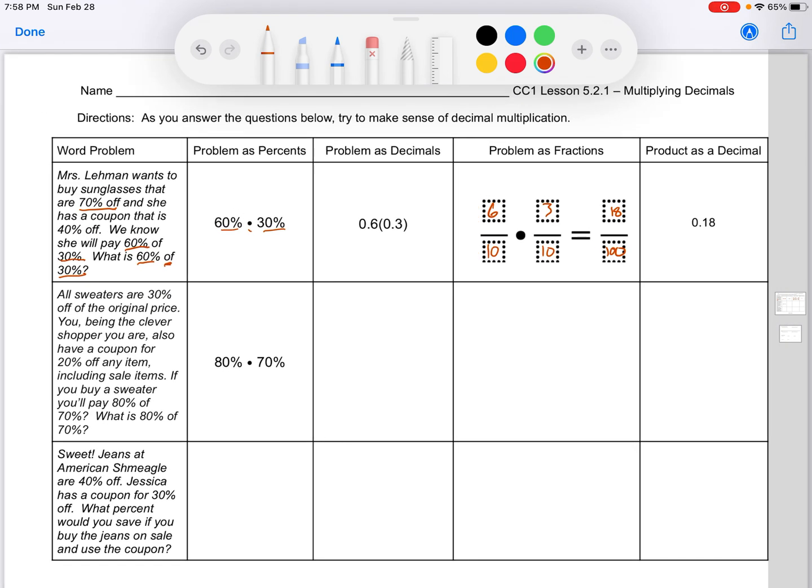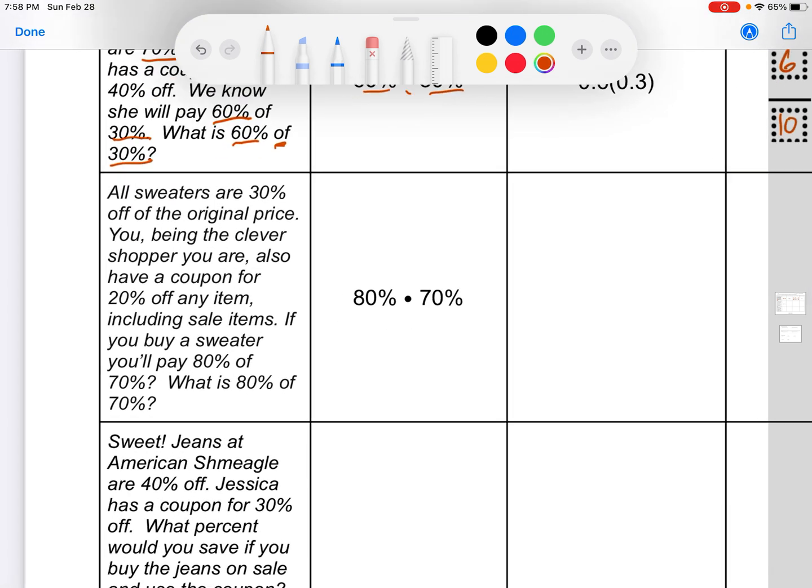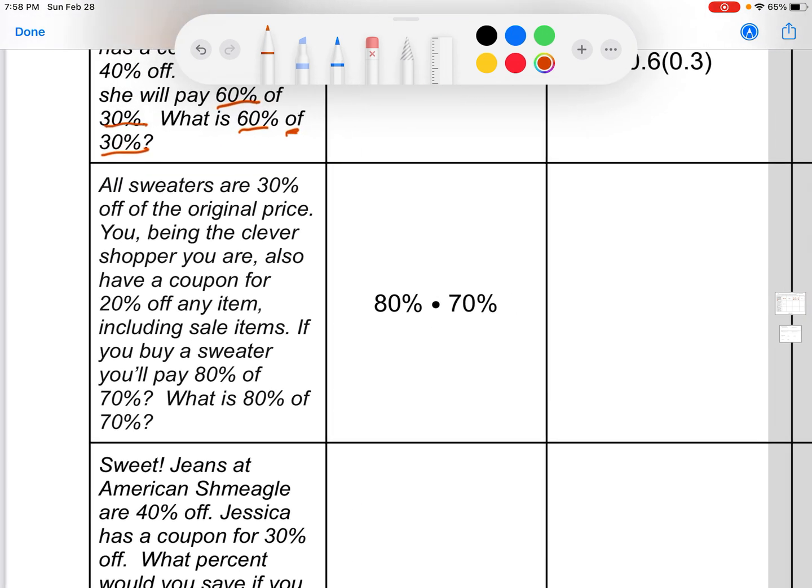So if you have a 70% off and a 40% off, you would be paying for, how would you say this, 18 cents of every dollar. That would be the answer for that. So if you had $100, you'd be paying $18. All right, let's try to play with this a little bit more.